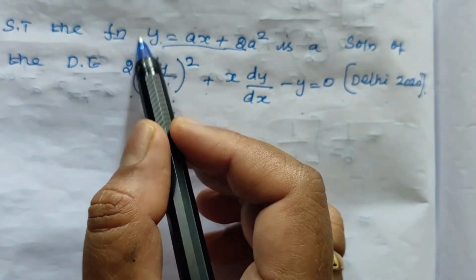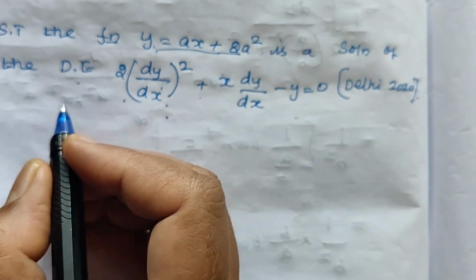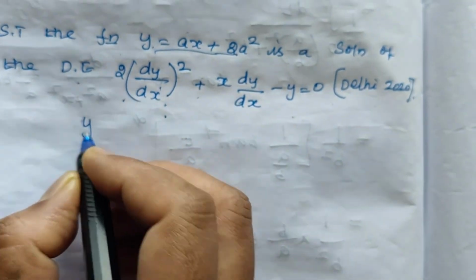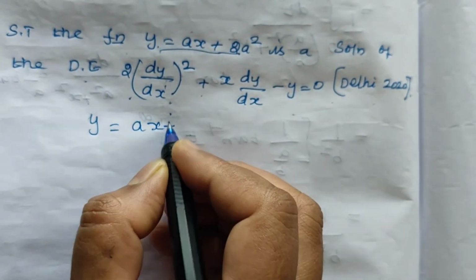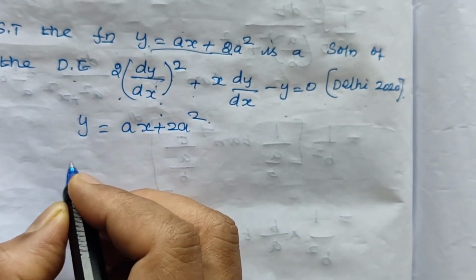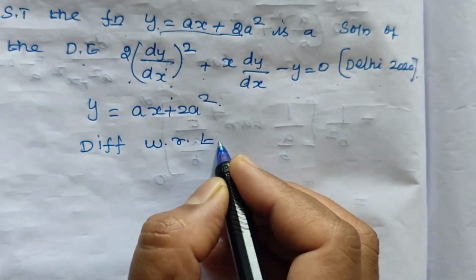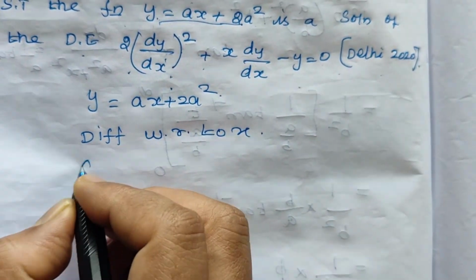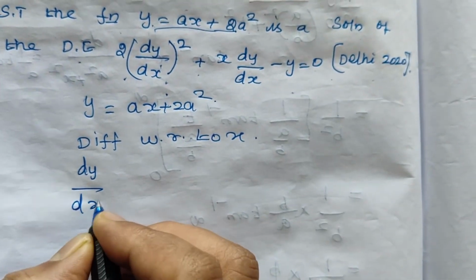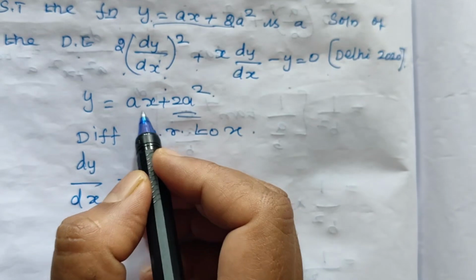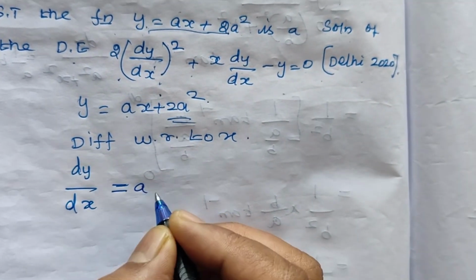So here it is a linear equation. So y equal to ax plus 2a square. Differentiate with respect to x. Here a is a constant, therefore dy by dx equal to a.